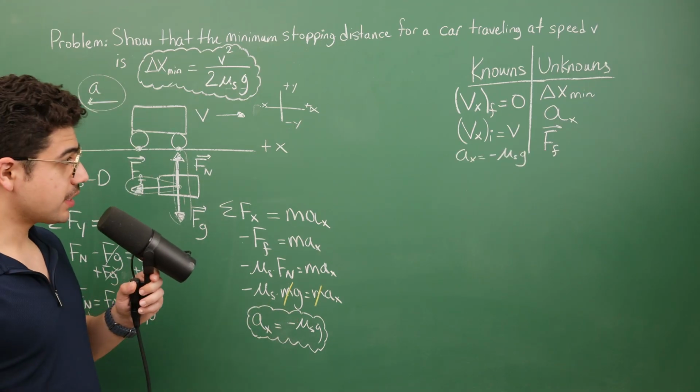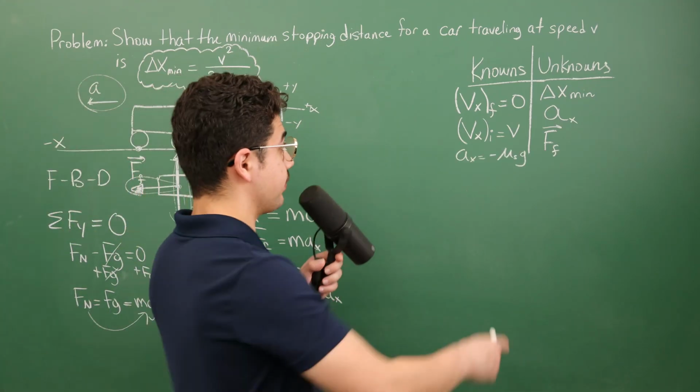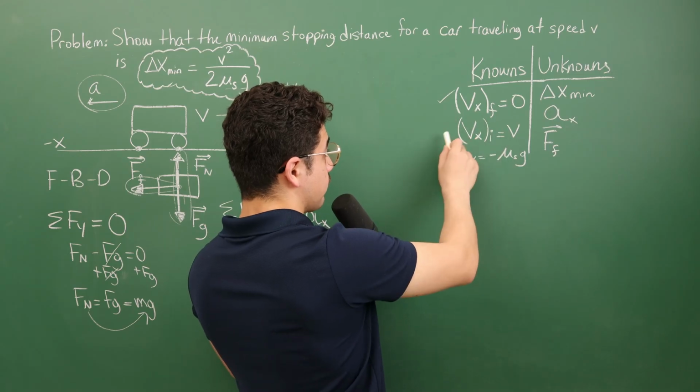So now let's consider the information that we have. I have the final velocity to be 0.